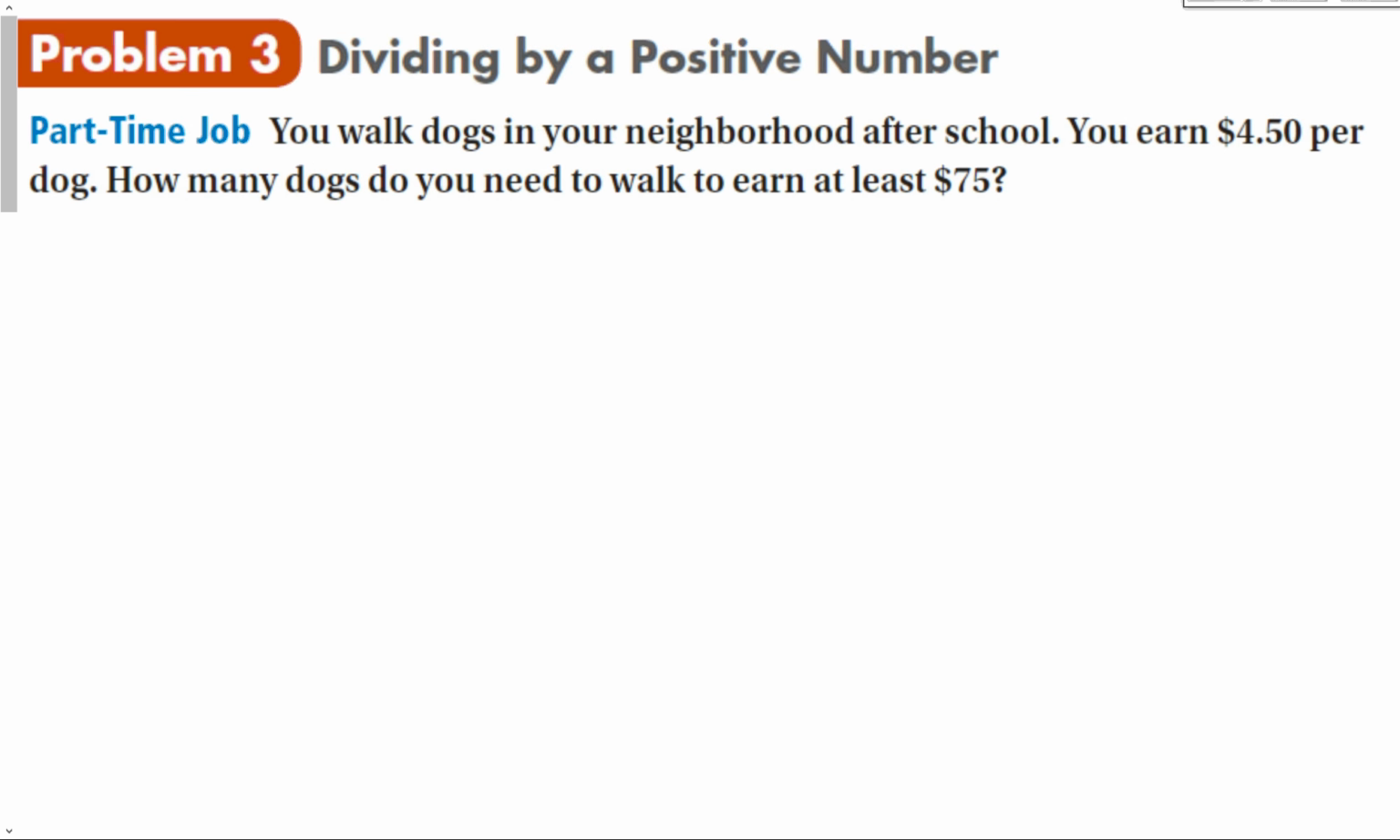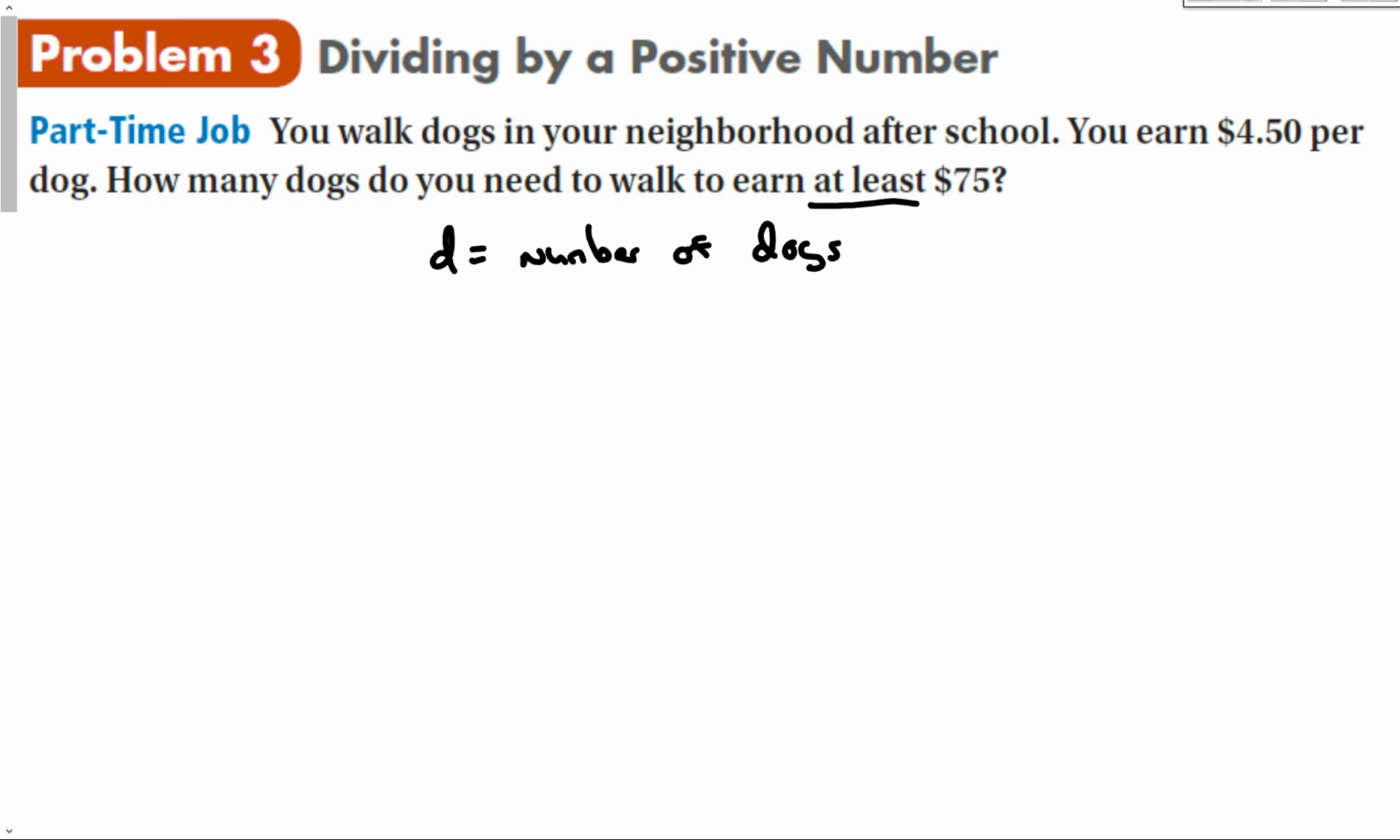Let's take a look at this. You walk your dogs, or you walk dogs in your neighborhood after school. You earn $4.50 per dog. How many dogs do you need to walk to earn at least $75? So let's define our variable. D equals number of dogs. D, dogs. Good letter to use.